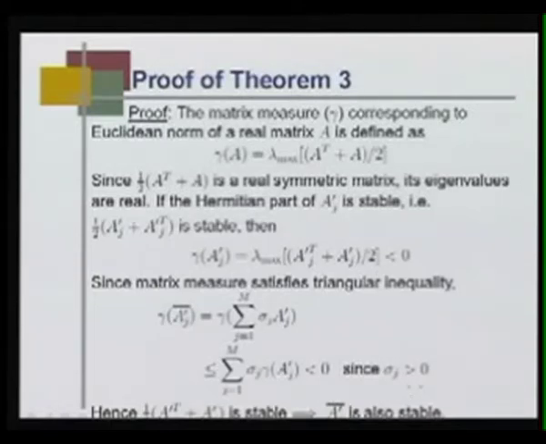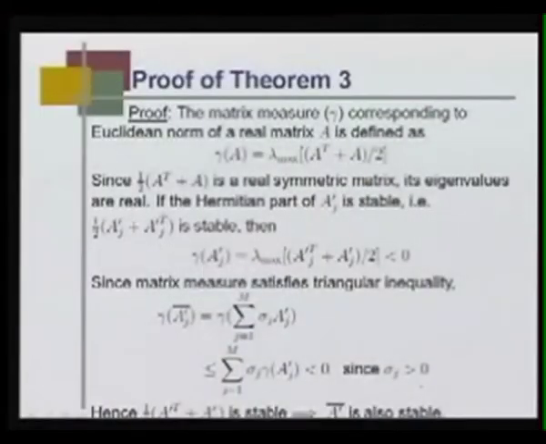So, the second theorem says that for a linear subsystem, continuous time system, the overall fuzzy blending of the systems will be stable, provided the Hermitian part of the individual subsystems is stable. So, this is my Hermitian part of the individual subsystem, that is stable.